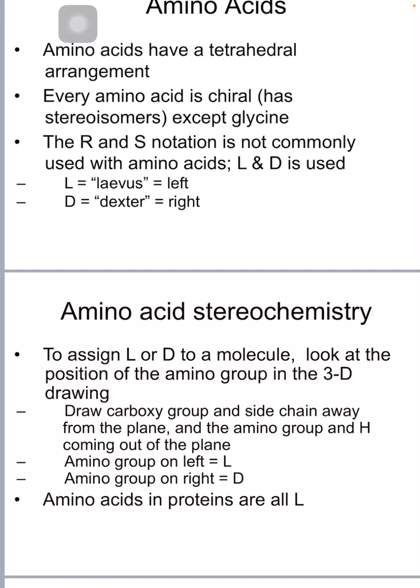So basically what you do is you have to go upon a pre-prescribed definition of how you're going to arrange things. All right, so it says to assign L or D to a molecule, look at the position of the amino group specifically in the 3D drawing. Draw the carboxy group and the side chain away from the plane, and the amino group and the H coming out of the plane. All right, so let me show you an example here with alanine.